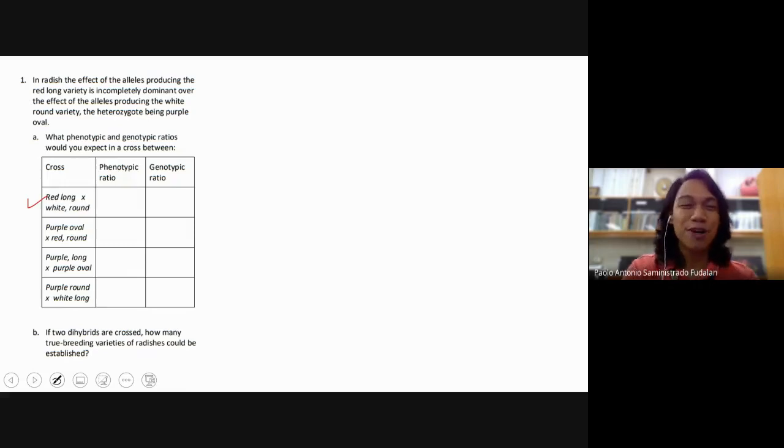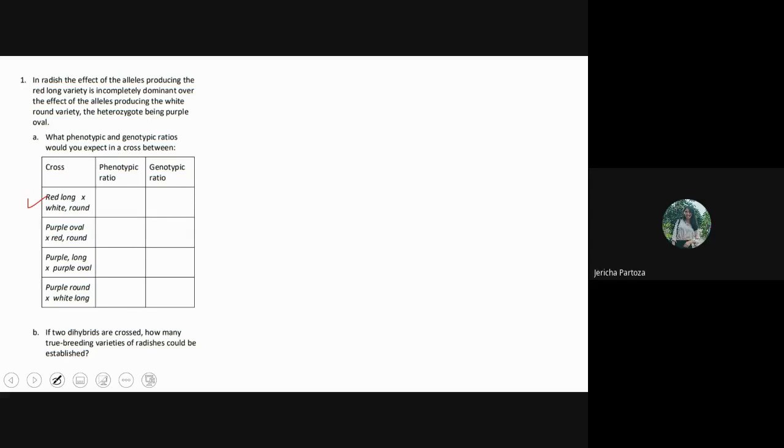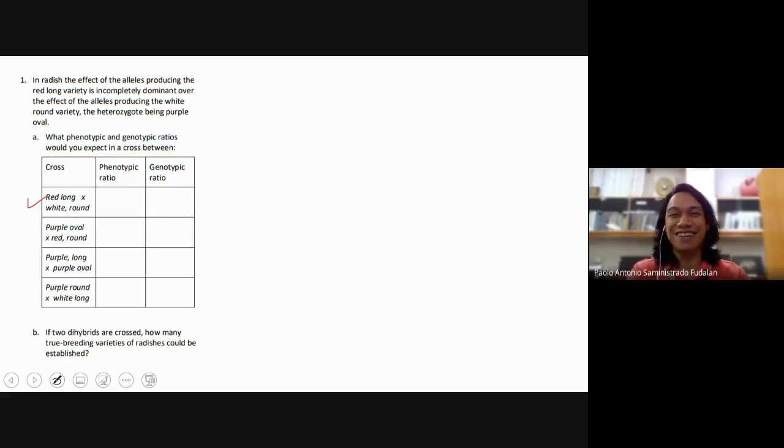Okay. Now, before we can answer this, we have to understand first what is incompletely dominant and what traits we are talking about here. Okay, anyone from the group? How many characters are we talking about here in number 1? Are we talking about one, two, three, four? 4, sir. Four characters. All right. Are there any other answers? Two, sir. Two characters. Okay.